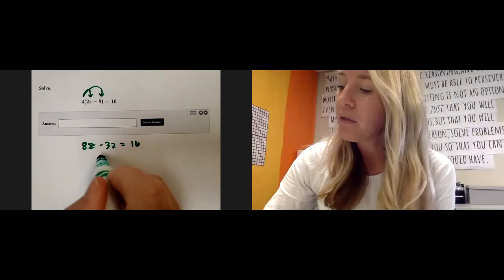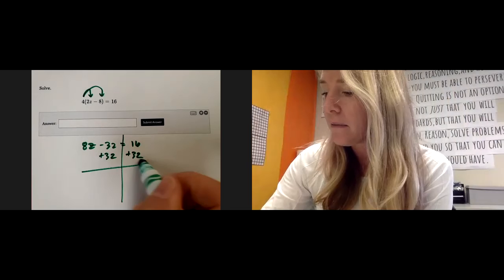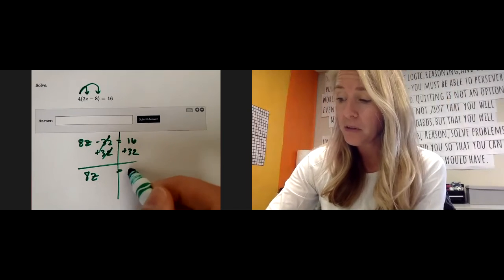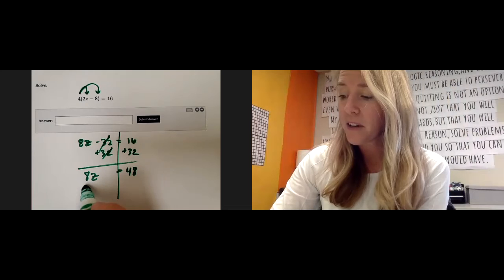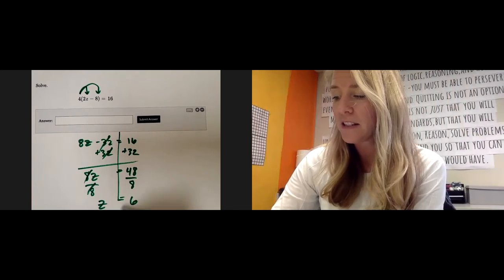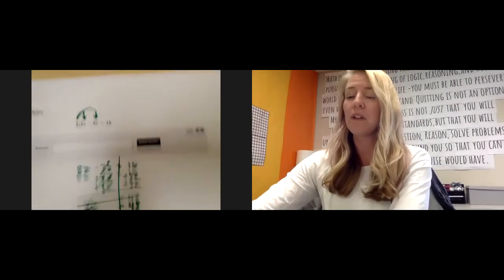Okay, so now we're going to build our balance, add 32, okay, 8Z, and on the right side, when we added that 32, we got 48. It's beside it, divide that 8 away, and Z is now alone and happy, just like Z's like to be, and Z is 6. If you're not sure, plug it back in.